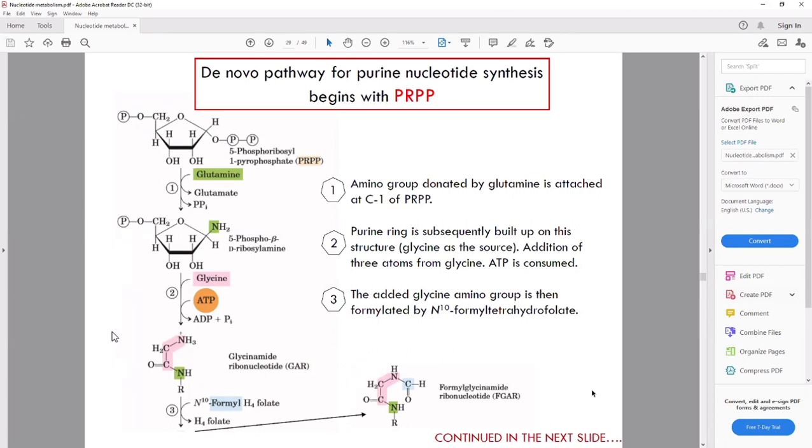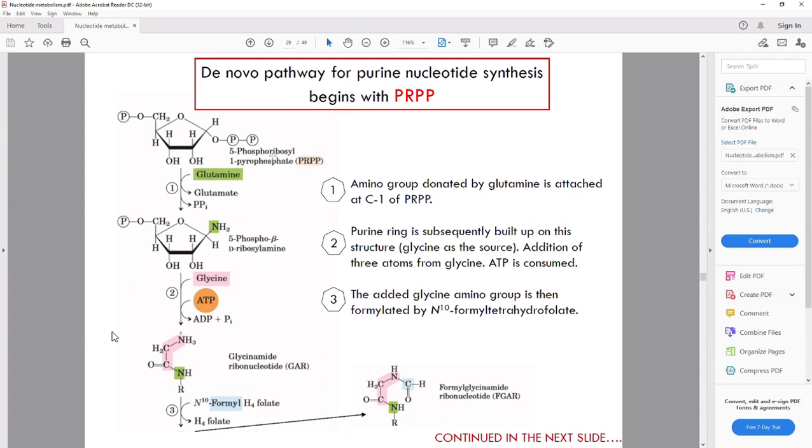In general, the biosynthesis of purine depends on the PRPP pool sizes. So the PRPP pool sizes regulate the purine nucleotide synthesis, because it reflects the utilization, the synthesis, and the degradation of purine nucleotides. This is the pool size of PRPP, number one.